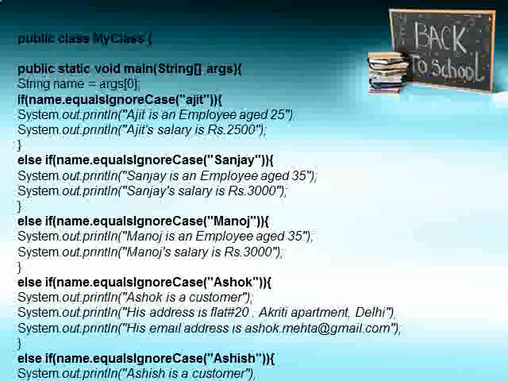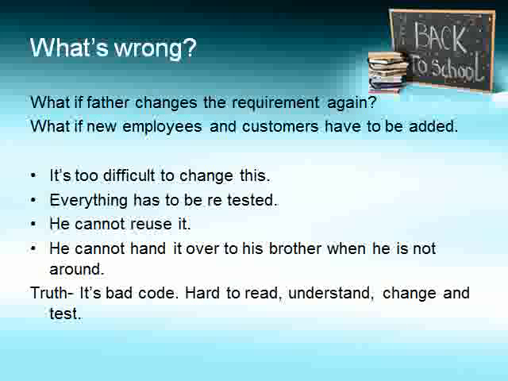Here is the new program which is written by Aryan. Here again it has the main method which takes the input, and based on that it prints the information about the employee or the customer. But as you can see, this program has become so big because of so many if and else conditions that it is not even fitting in here. Aryan realizes that there is something wrong with this program. Let's see what it is.